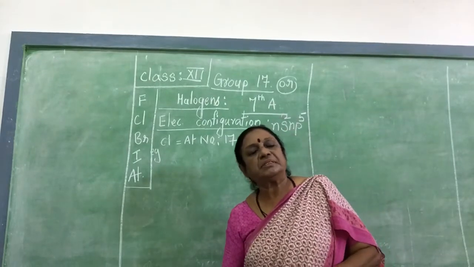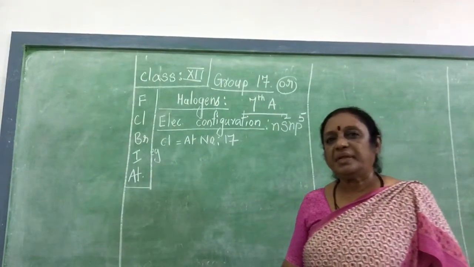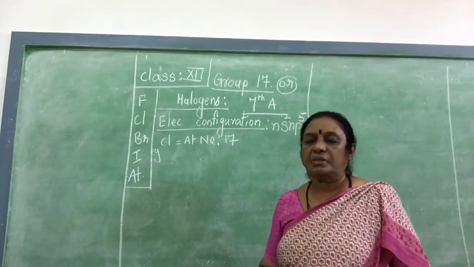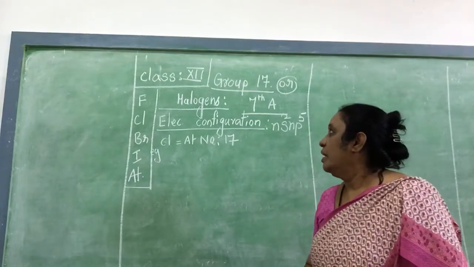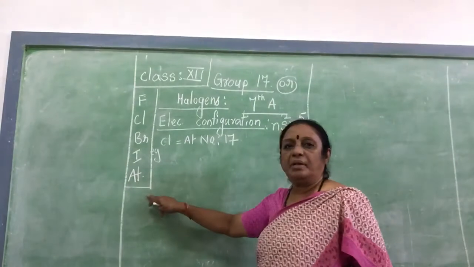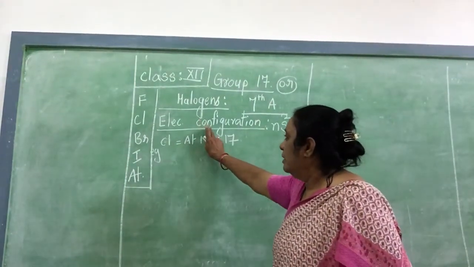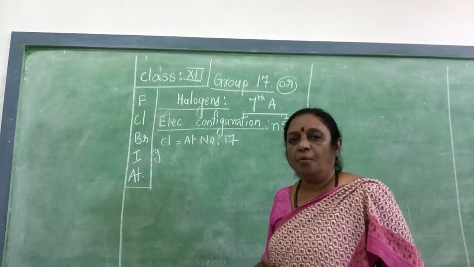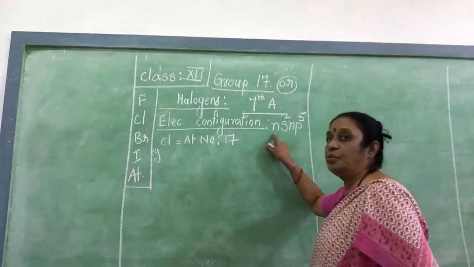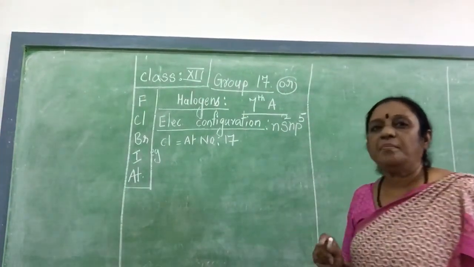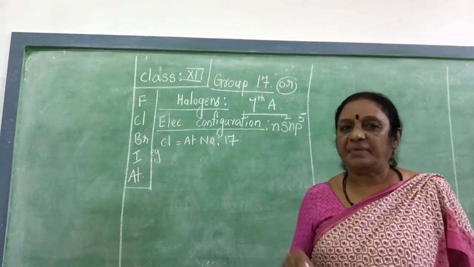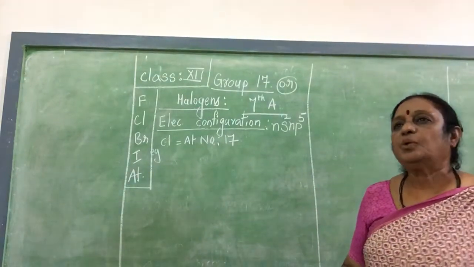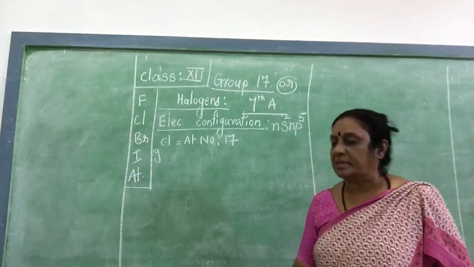Since the group number is 7, they have 7 electrons in the outermost orbit. Now the first, fluorine, chlorine, bromine, iodine and astatine. The electronic configuration is ns2 np5. Since the group number is 7A or 17, they have 7 electrons in the outermost orbit, so they need 1 electron to complete the octet state.